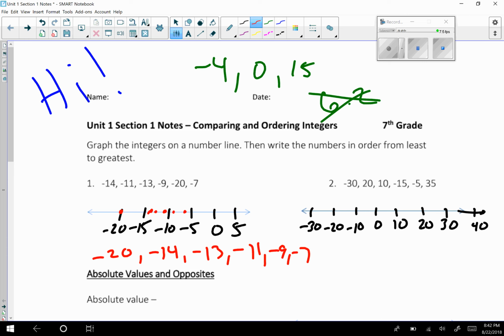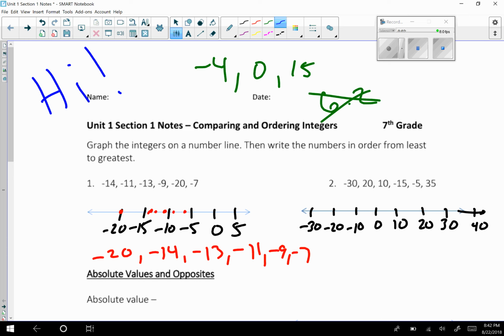If you look at the next one, we've got -30, 20, 10, -15, -5, and +35. So our numbers are a little more varied. So if you look, I actually had to extend our line a little bit to get more numbers on, and I just went by tens this time. So I'm going to go ahead and plot these numbers on there.